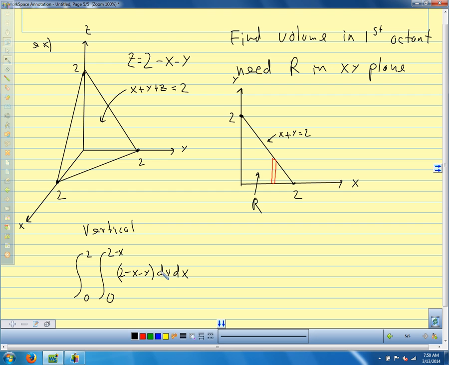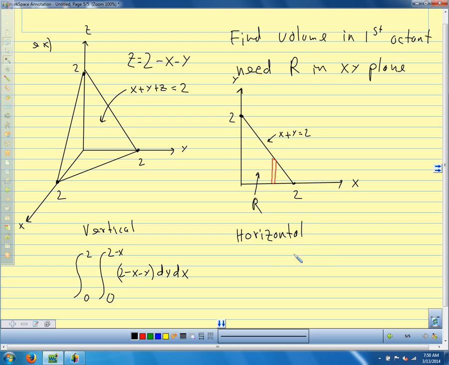When we integrate, we end up with y squared over 2, an xy, and a 2y. That's not too hard. And then we evaluate that from 0 to 2 minus x. So we're going to end up with a polynomial. How about a horizontal?